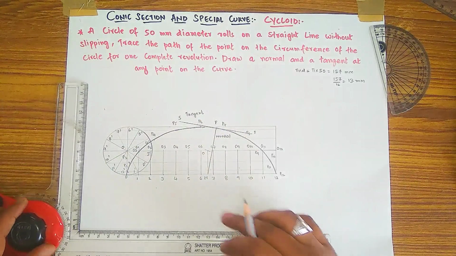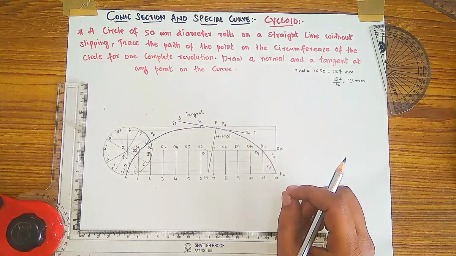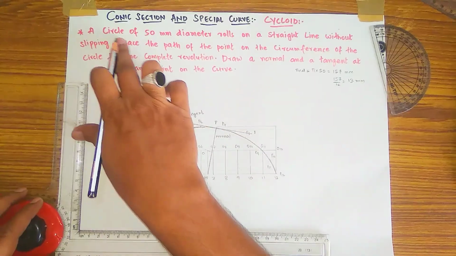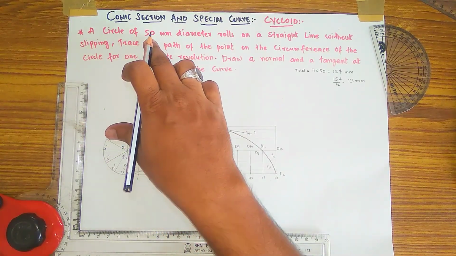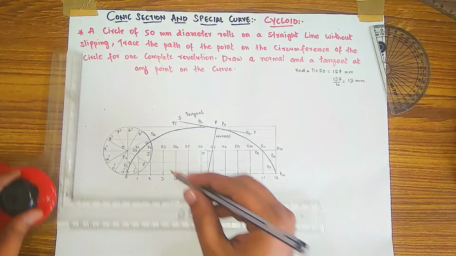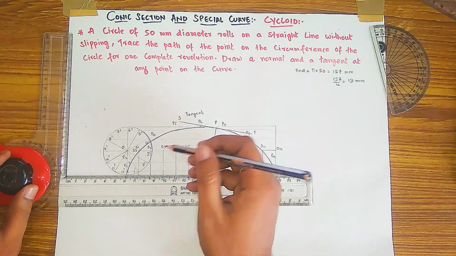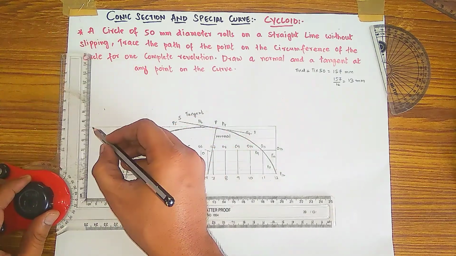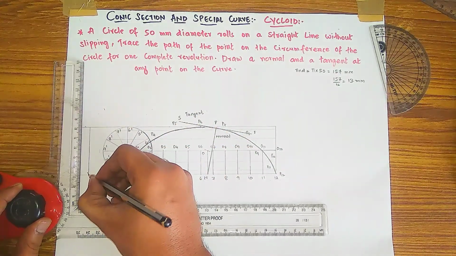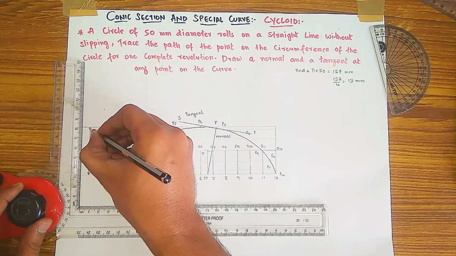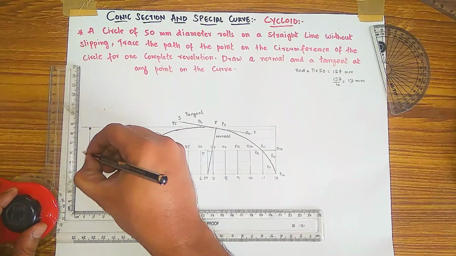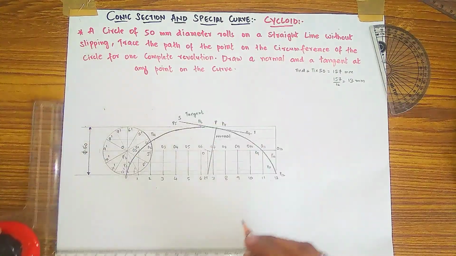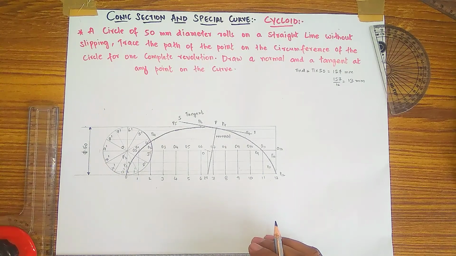You have drawn the normal and tangent according to the question, and you have to show the dimensions as given in the question. Only the circle diameter is given. So draw the extension line from this circle and the dimensioning line like this, and write the diameter symbol with 50. This is the complete solution of a cycloid.